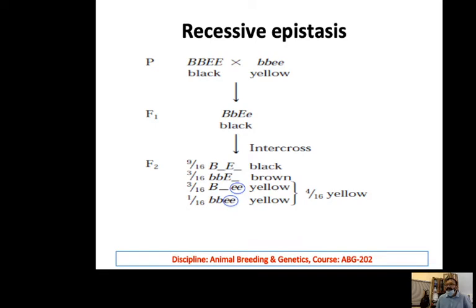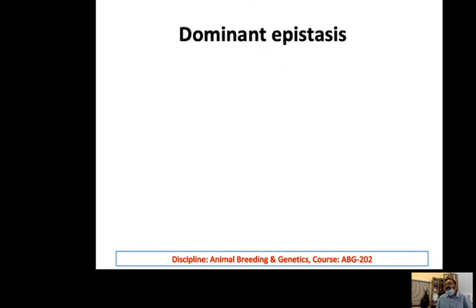And as this is because of the recessive form of this gene, the yellow phenotype, this is called recessive epistasis. So you can see no matter whether the other gene is dominant or recessive, it does not make any difference in the phenotype. The phenotype is determined by the recessive gene in recessive form.